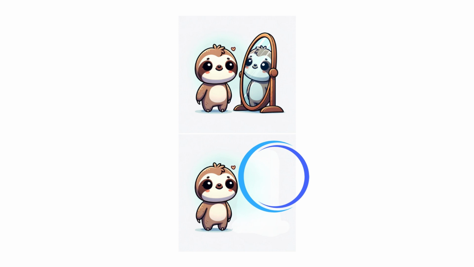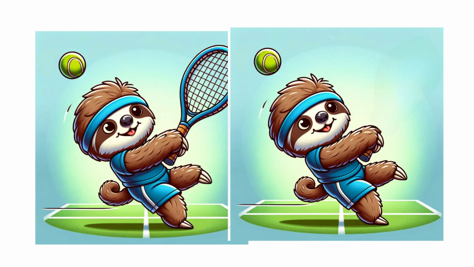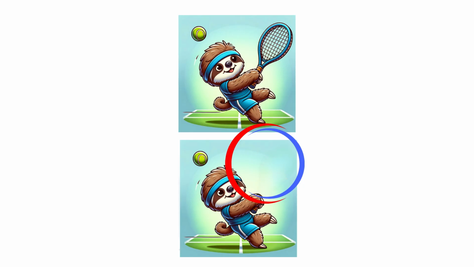Poor Sam. What about here? Can you spot the difference? What's happened? Excellent. The tennis racket. Poor Sam can't hit the ball.